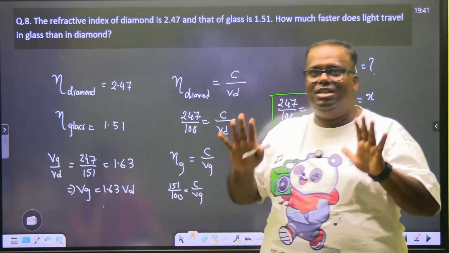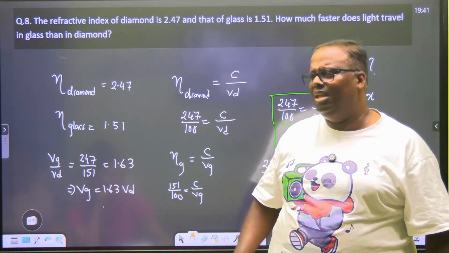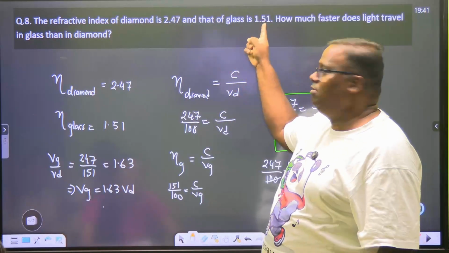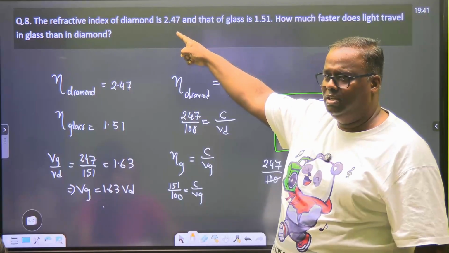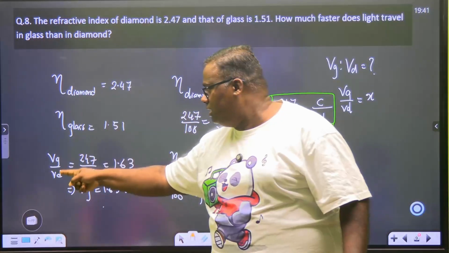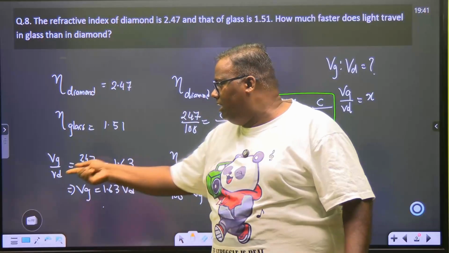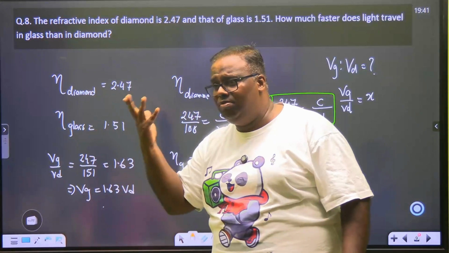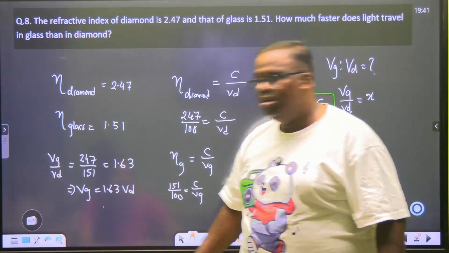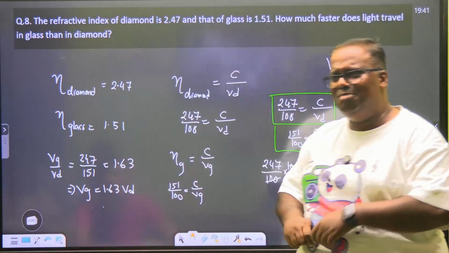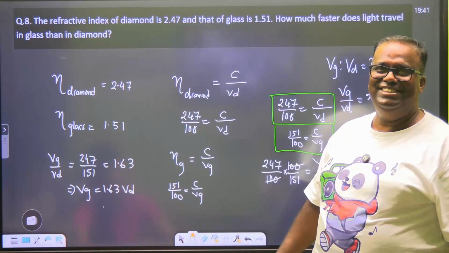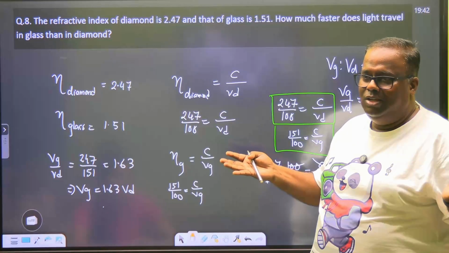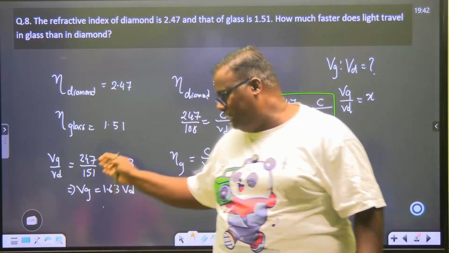Girl, get your digits correct first. Glass and diamond, where does light travel faster? Glass. In diamond it doesn't, because look at the figures. 2.47 means more traffic, right? So if you see this ratio, Vg will be some blah blah into Vd. Blah blah has to be more than 1, my dear. Then only Vg will have a value more than 1. If 151 would have been on top, it would have slowed down. This is the beauty. We will not check our calculations. We should just look at it and answer.